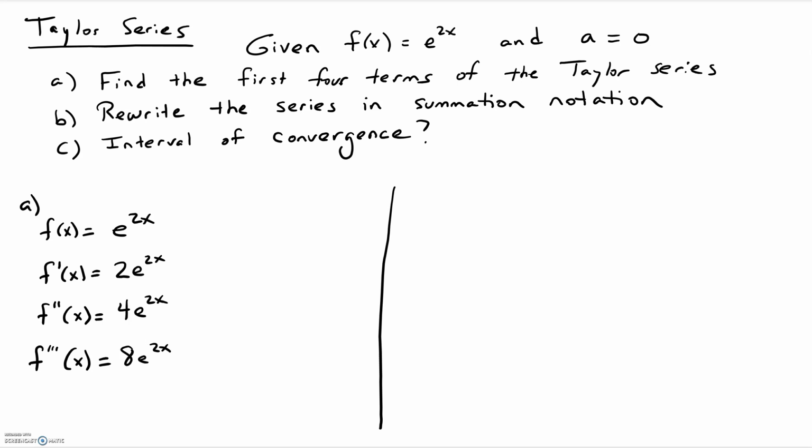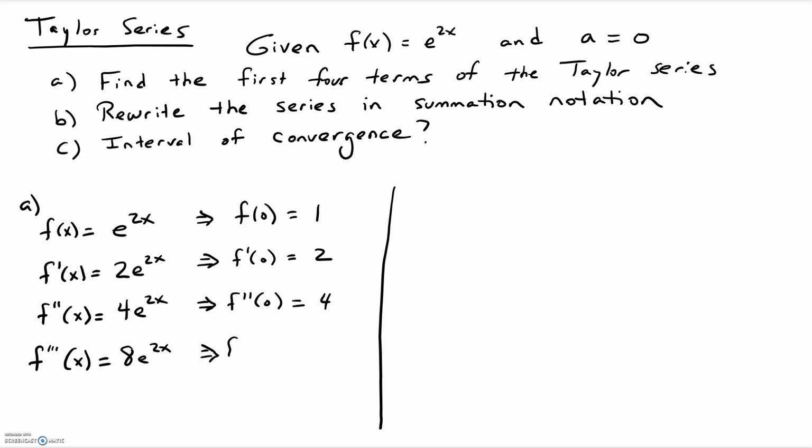Now, since we're centered about 0, we're going to need to find the value of the function at 0. So if we plug 0 into our function here, we would have 1. E to the 0 power is 1. And if we were to plug 0 into our first derivative, because of the coefficient of 2, we'll have 2. And then likewise, plugging 0 into our second derivative, we end up with 4.